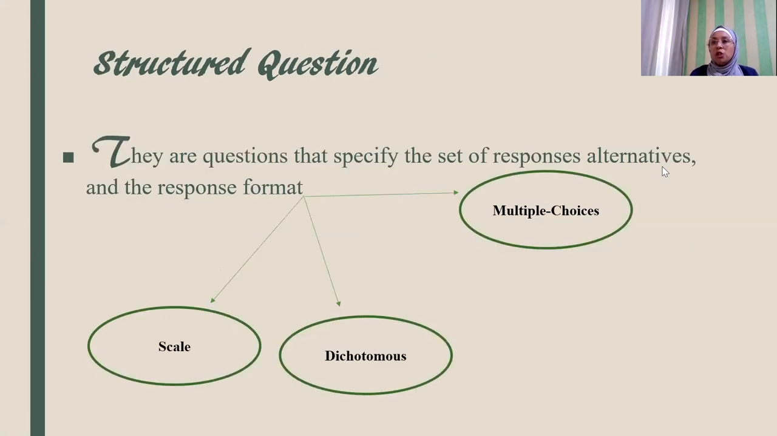The other type of question, one of the most used questions in the questionnaire, is the structured question. As I told you before, we call them structured, as I mentioned in the slide, because this type of question specifies a set of responses, alternatives, a set of options, a set of choices available for the respondent to choose one of them. We have three types inside the structured question: either multiple choice, dichotomous, or scale. Let's talk about the first, multiple choice.